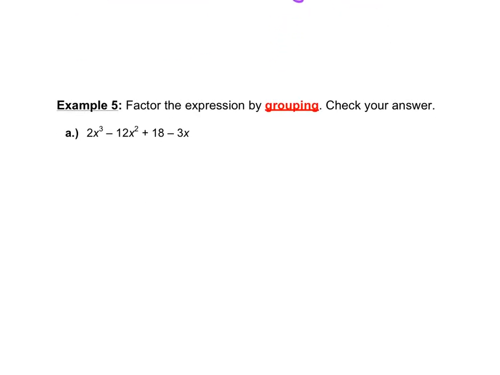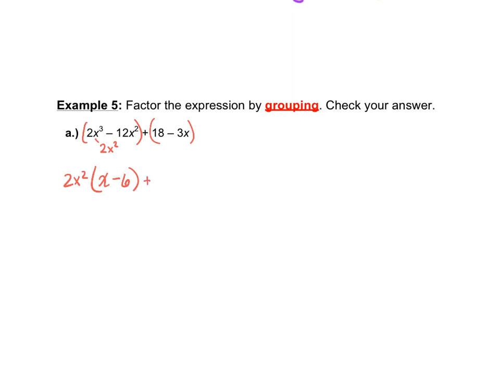Factor the expression by grouping and check your answer. So here's our next one. I'm going to do this one in my head. I know that the GCF for these is 2x squared. So that's going to go on the outside. Now I'm dividing each one by 2x squared. Well, right here, 2 divided by 2 is 1. And x to the third divided by x squared would be x, because you're subtracting the powers. And then for the second term, negative 12 divided by 2, well, that's negative 6. And x squared divided by x squared, there's no variable remaining.